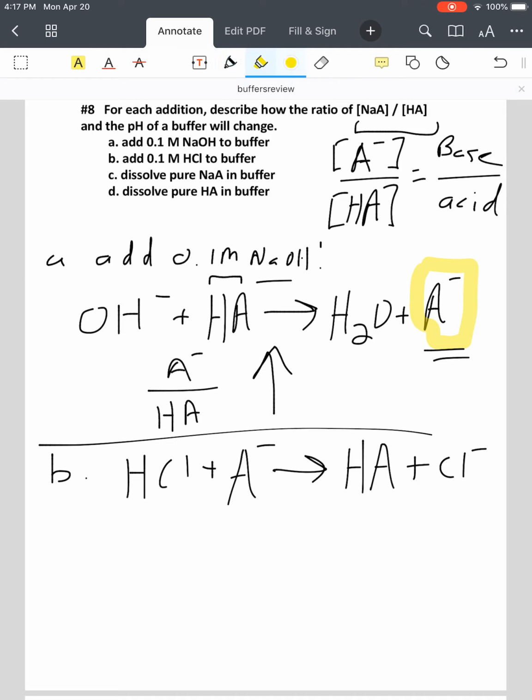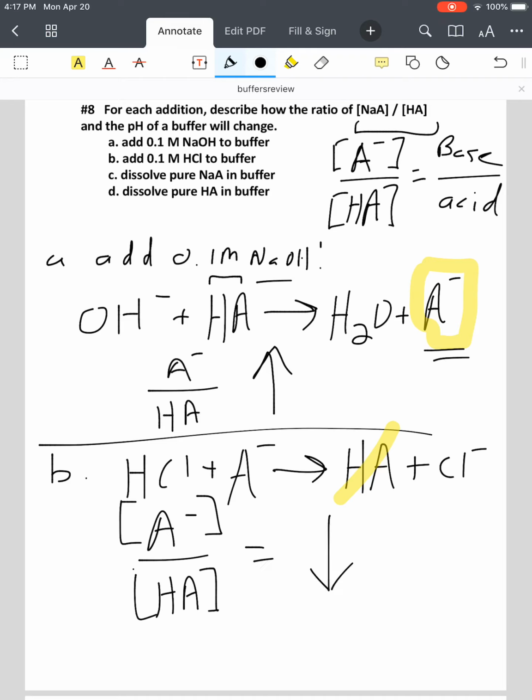So look what's going on here. Well, I'm going to make HA, aren't I? Well, I'm using up A minus. So again, if I want to think about this ratio of A minus, the base to the acid, respective concentrations, it seems like here I'm using up A minus and I'm making HA. So it seems like the number in the denominator is getting bigger and the number in the numerator is getting smaller. It seems like that ratio is going to decrease for this case. And we can justify it by this reaction, okay?